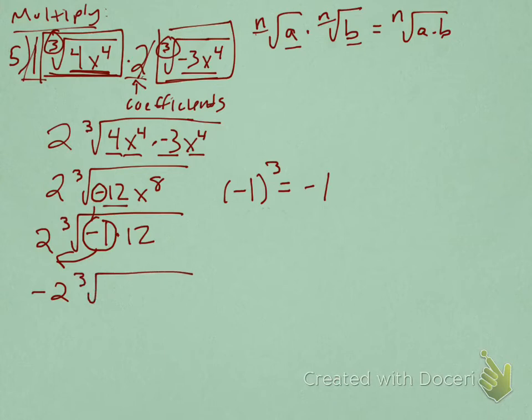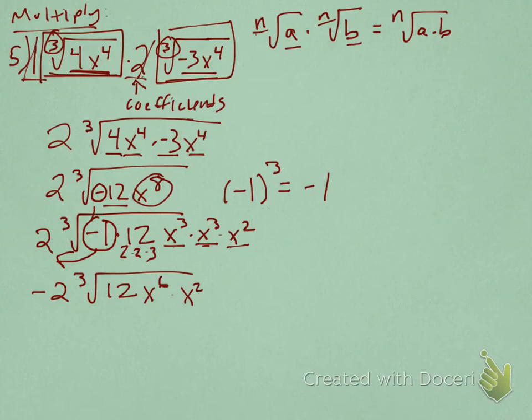Now 12 I can't break down into anything besides a 2 times a 2 times a 3. There is no perfect cube there. So I'm stuck with the 12 inside. But x to the eighth, I'm going to show you a little trick. I could write it as x cubed times x cubed times x squared, so I can see my perfect cubes there, and I still have 1, 2, 3, 4, 5, 6, 7, 8 x's all together. But I'm going to write it as x to the sixth times an x squared.